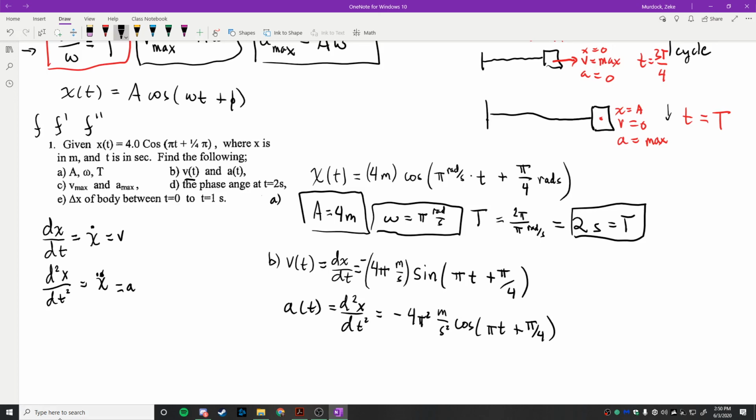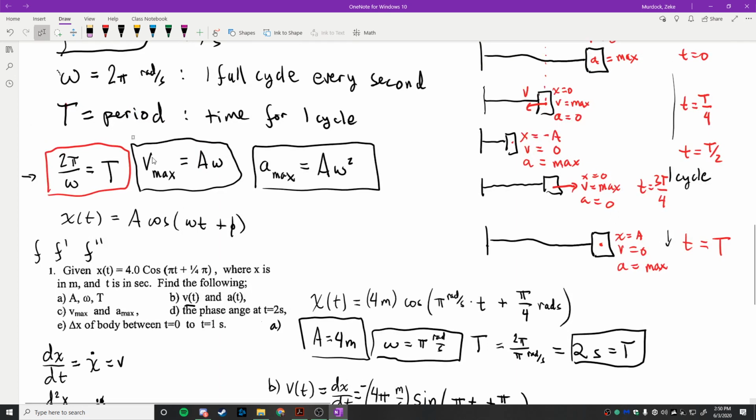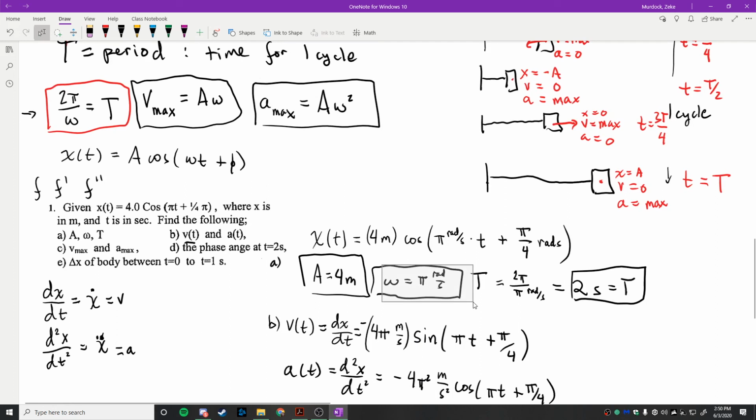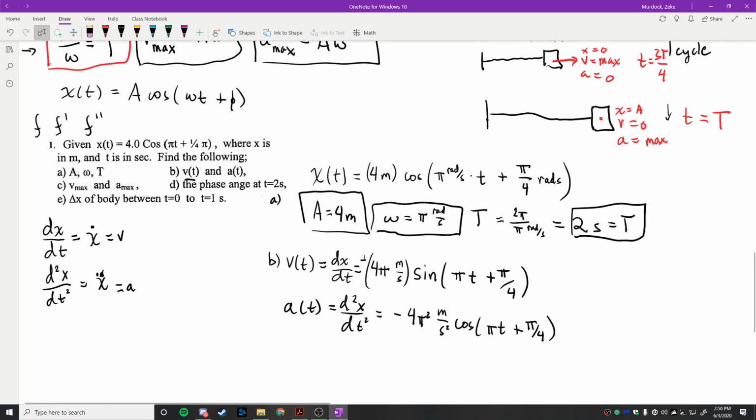Okay, so C. Vmax and Amax. Well, I just showed you up here. You get Vmax by doing this. You get Amax by doing this, right? We already found omega was right there. Or we can just see from these functions, right? That's Vmax. And that's Amax, right? However you want to do it, basically.